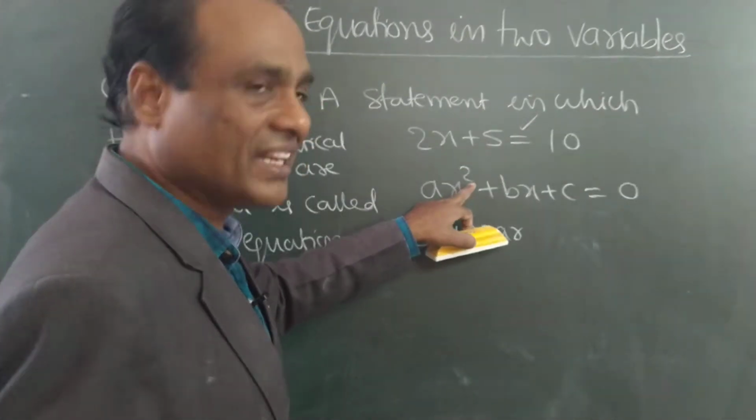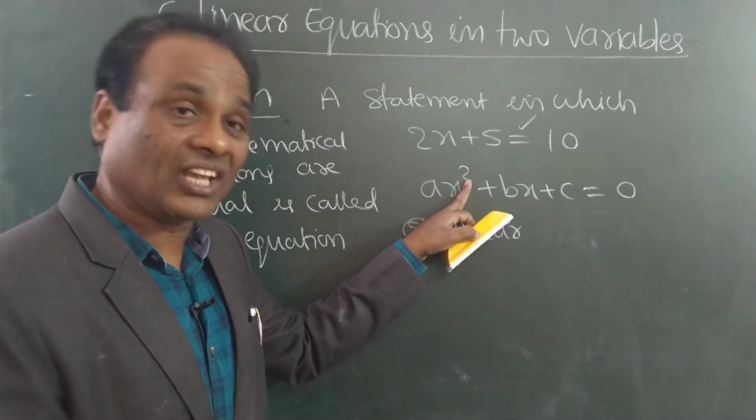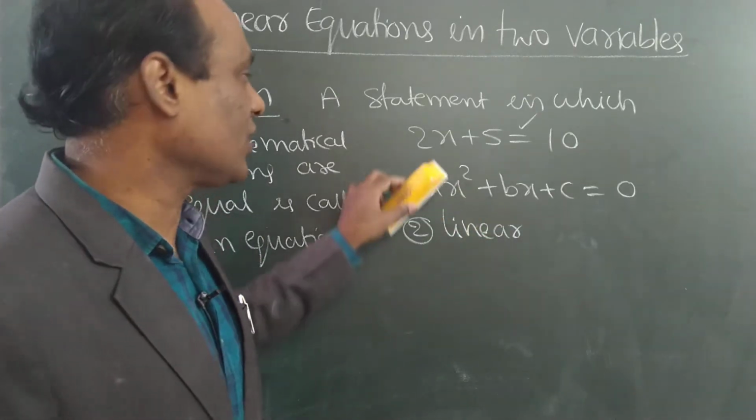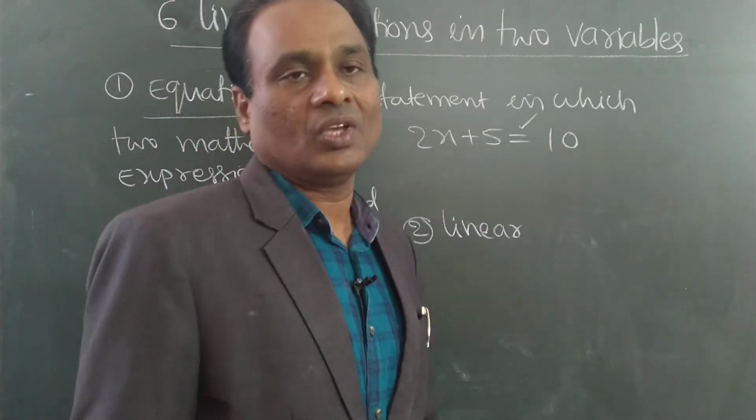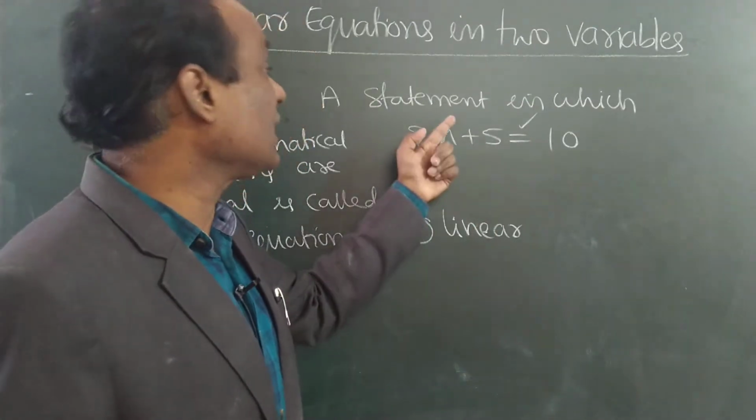So this is not a linear equation. Here the power is 2. This is a second degree equation. A second degree equation is also called a quadratic equation. We don't have this now, only first degree, so that is called linear. Linear means the degree is 1.